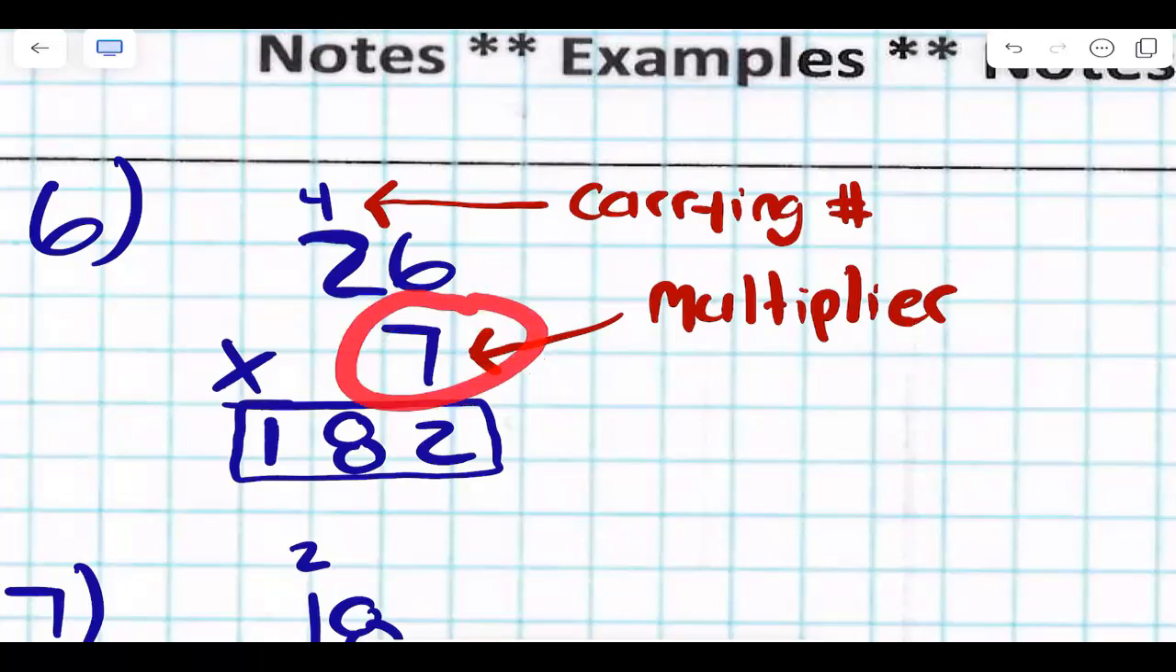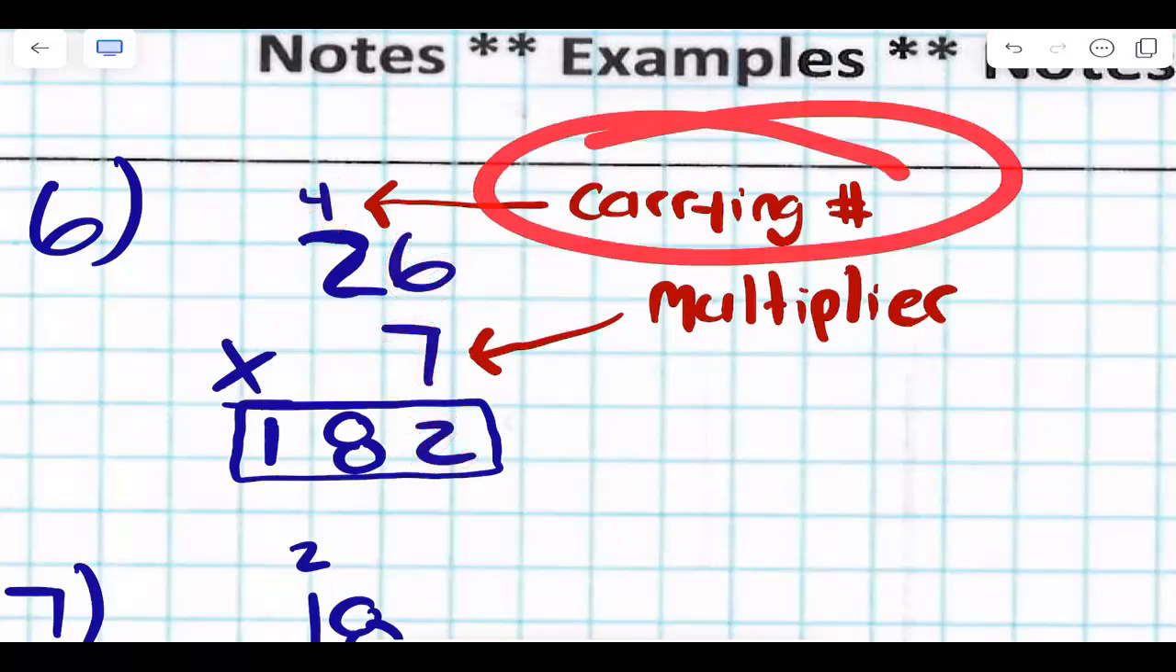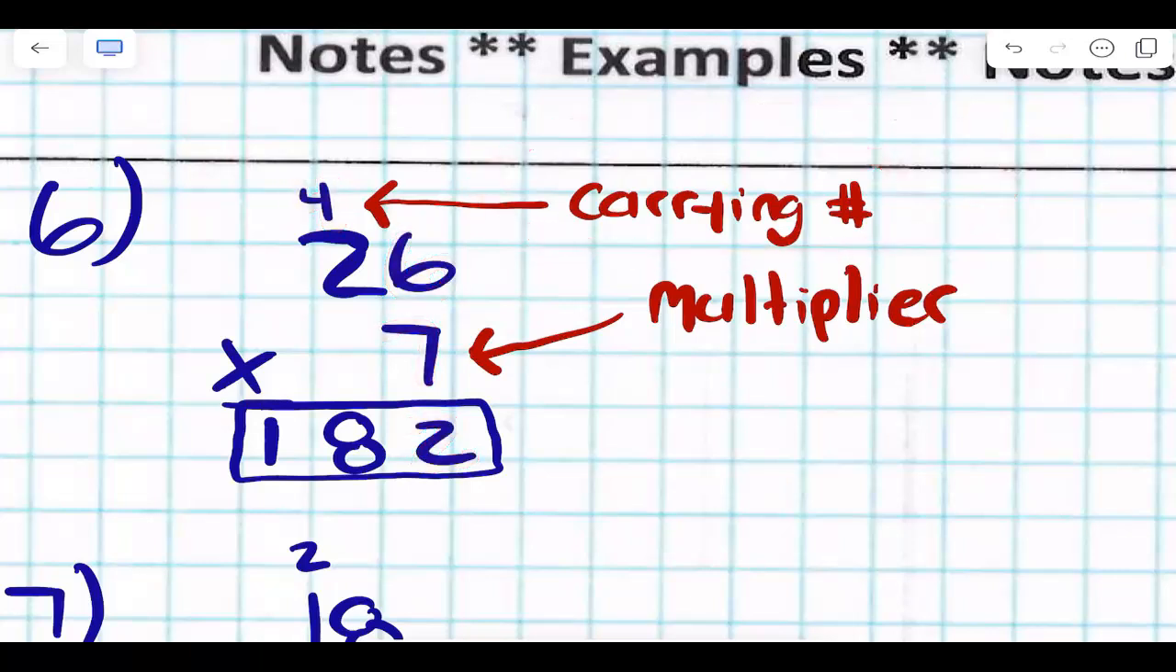Well, it's a 7, but it's our multiplier, right? Because it's going to multiply that number, and it's going to multiply that number, right? Yes. Now, when we multiplied 7 times 6, we got 42. We put the 2 down, and we carried the 4, right? Yes. What is that 4 called? Carry number. It's a carrying number, right?